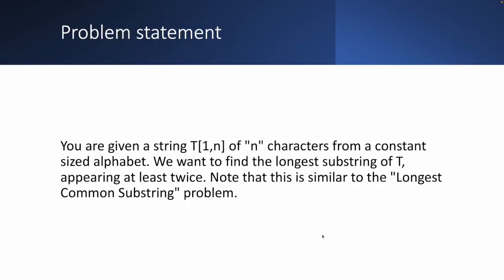So this is the problem statement. You are given a string t[1..n] of n characters from a constant sized alphabet, and we want to find the longest substring of t appearing at least twice. This is similar to the longest common substring problem, but in this case, we are trying to find the longest substring in the same word that is appearing twice.